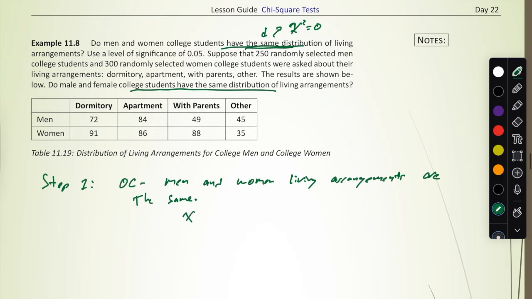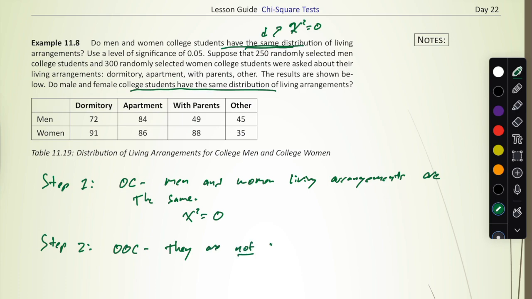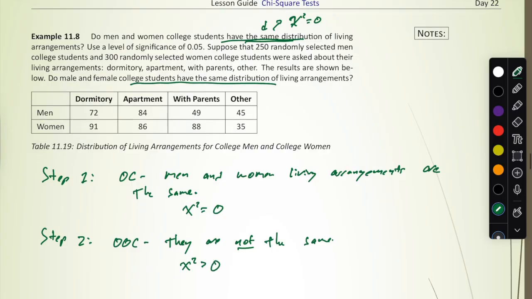And that corresponds to chi-squared equals 0. Step 2. The opposite of the original claim. And I'll just be a little short here. They are not the same. Meaning there is a difference between the expected, which you would expect if they were the same, and what the actual is and observed.